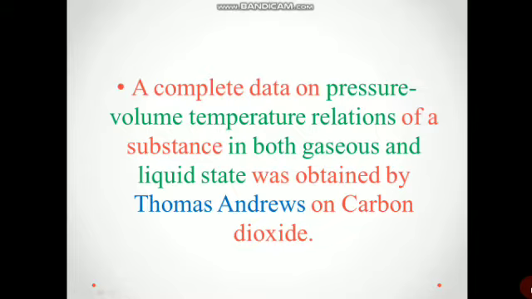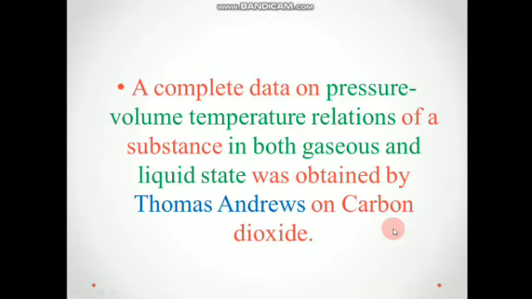A complete data on pressure, volume, temperature relations of a substance in both gaseous and liquid state was obtained by Thomas Andrews on carbon dioxide. So a scientist named Thomas Andrews did his experiments on carbon dioxide. He was trying to convert carbon dioxide gas to liquid form, and during his experiment, he was altering the pressure, volume and temperature accordingly so that he would get liquid carbon dioxide.